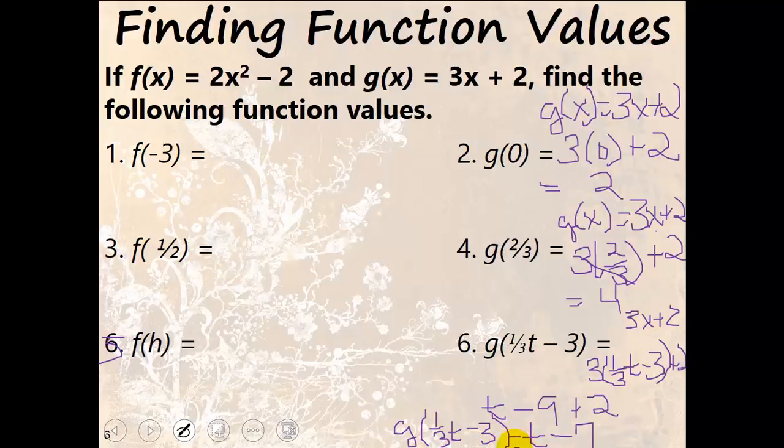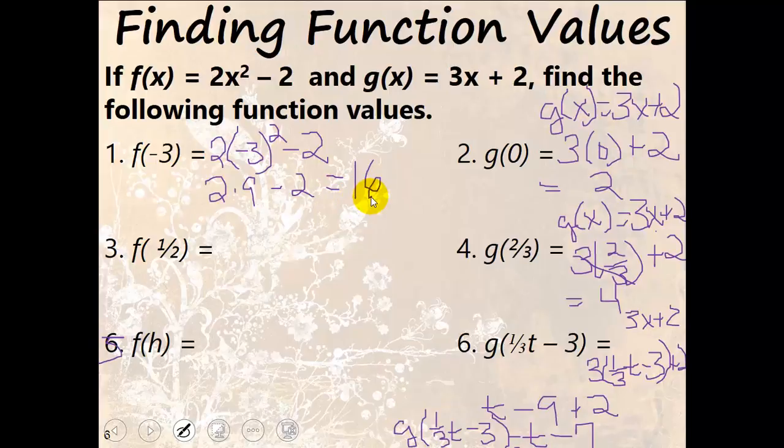So go ahead and hit pause, do 1, 3, and 5, and then come back and see how well you did. All right, f of negative 3 is 2 times negative 3 squared minus 2. So I get 2 times 9 minus 2. I multiply before I subtract, so that is 16.